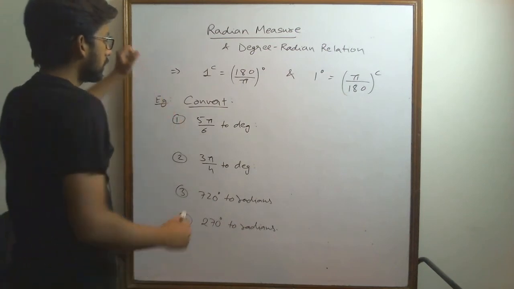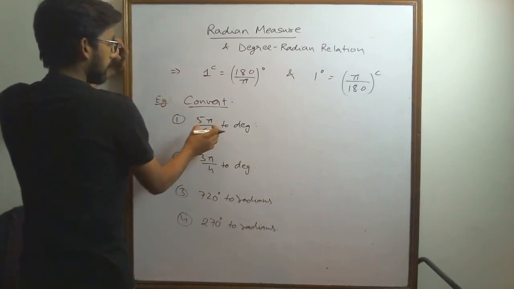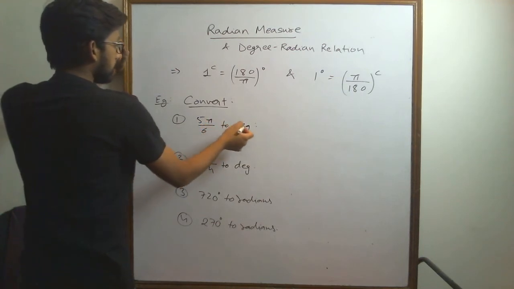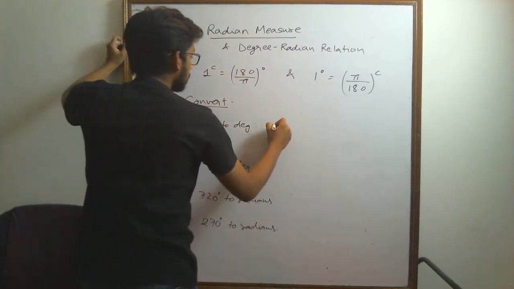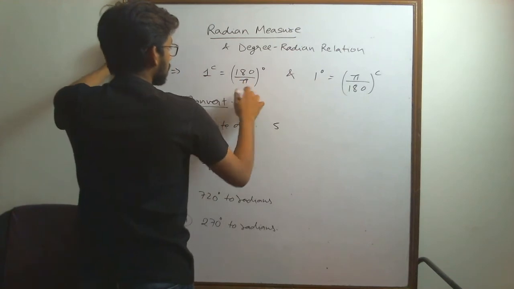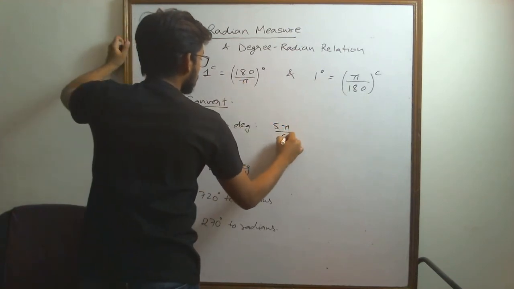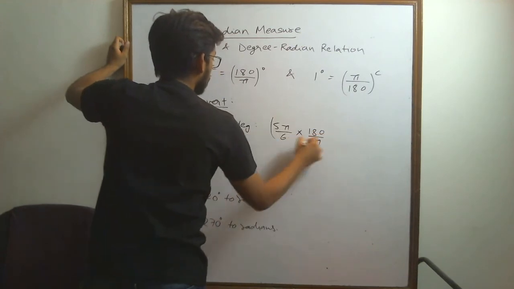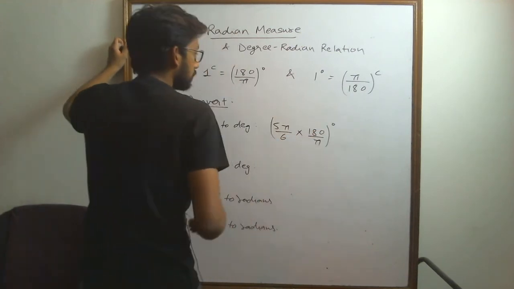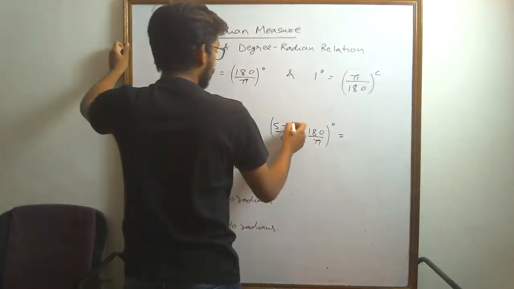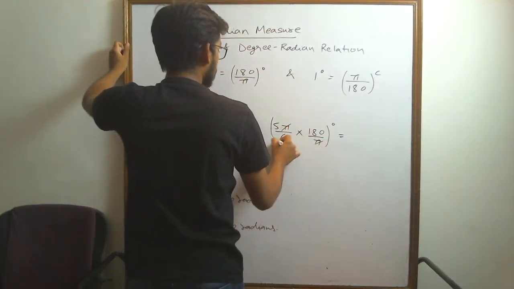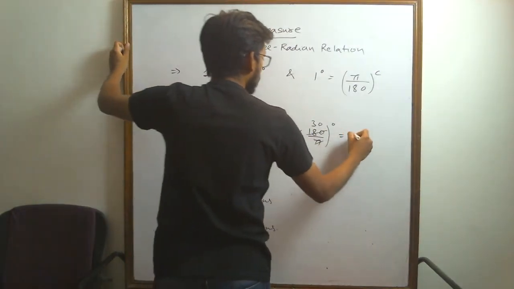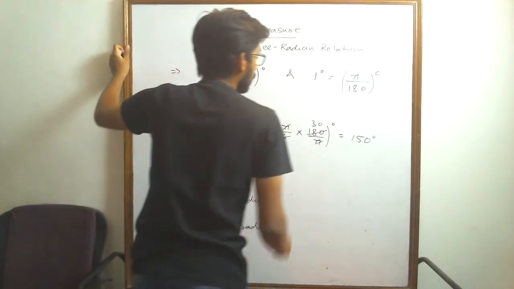Convert first 5 pi by 6. The angle is in radians as there is no symbol here. So convert this angle to degrees. For this we use this conversion. So 5 pi by 6 into 180 by pi degrees. This is equal to, pi gets cancelled, 6 and 180 we get 30. This is equal to 150 degrees.